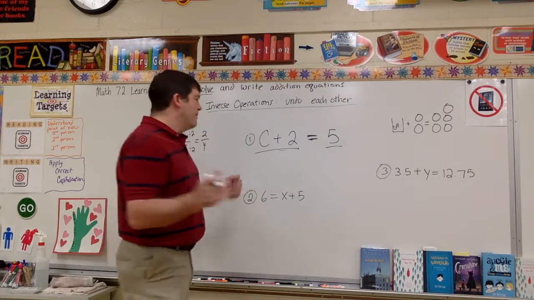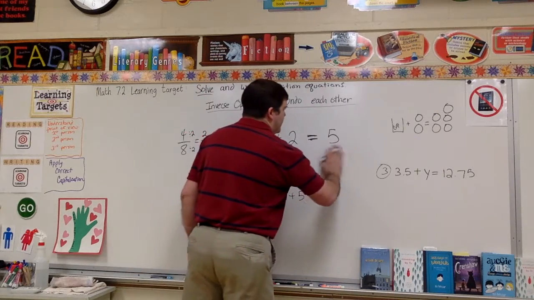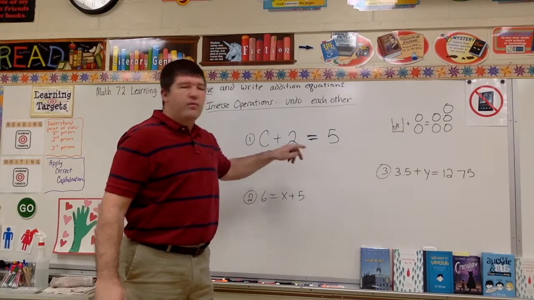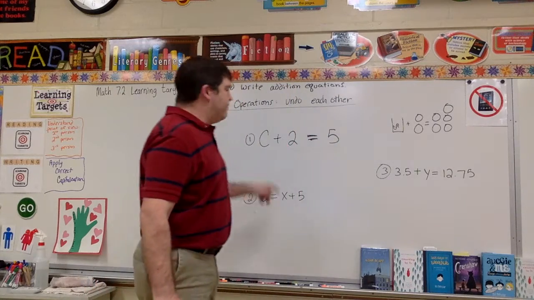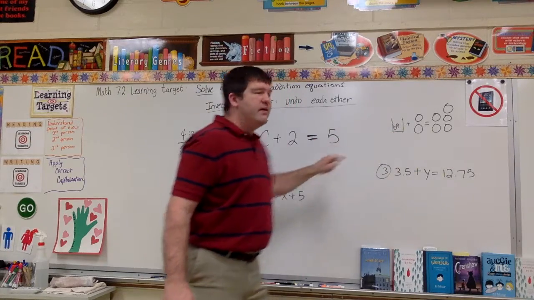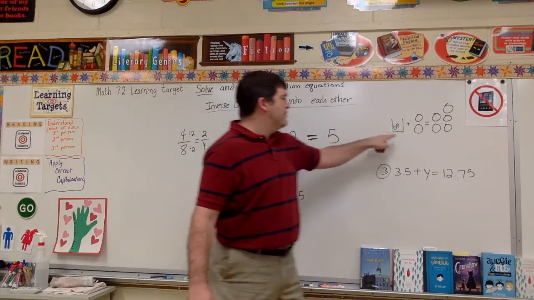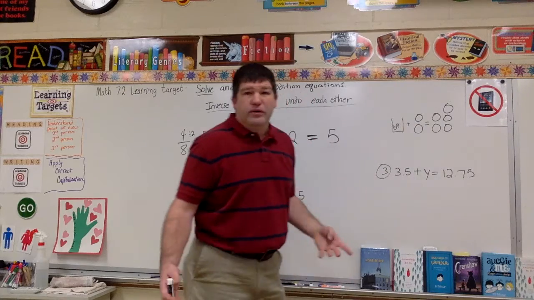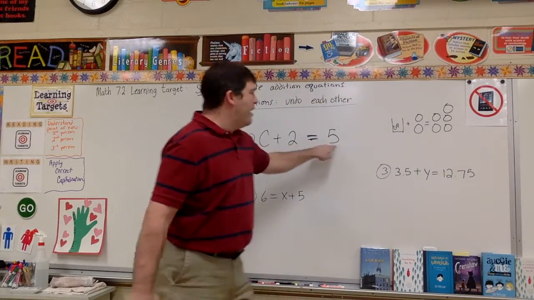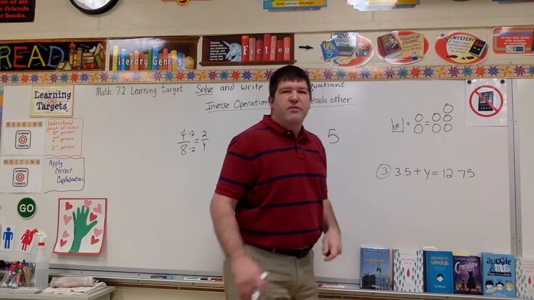All right. So there's a couple different ways to do this. I'm going to show you this way with a model here. Okay, so C, I'm saying C equals a cup. A cup plus 2, and I'll say these are, I don't know, oranges. So a cup plus 2 oranges equals 5 oranges. So I drew them out there.